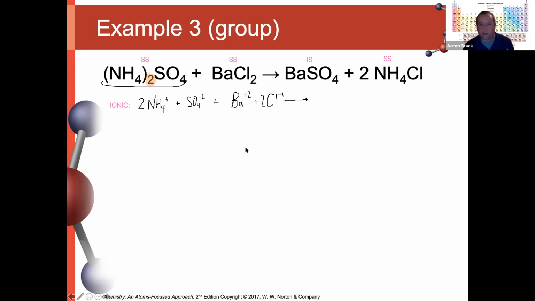Yes. For the main group elements, especially, we need to have charge balance in our molecules. We know that the chloride is a negative 1, and that there are 2 of them, so the barium has to be a positive 2. Barium is also an alkaline earth metal, and alkaline earth metals are always positive 2. So we've got the reactant side taken care of. Let's look at the product side.